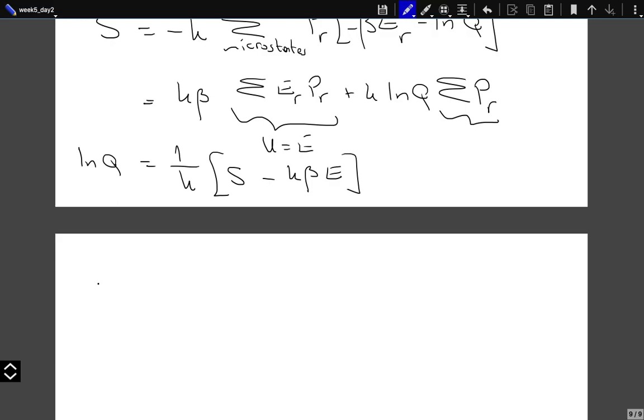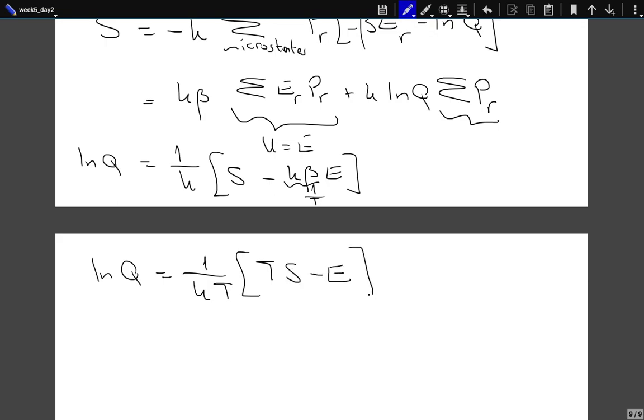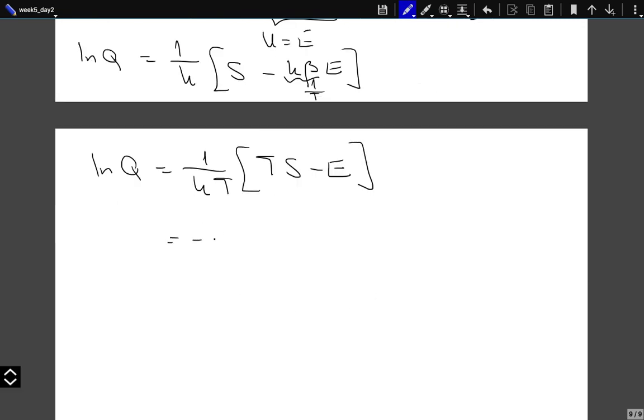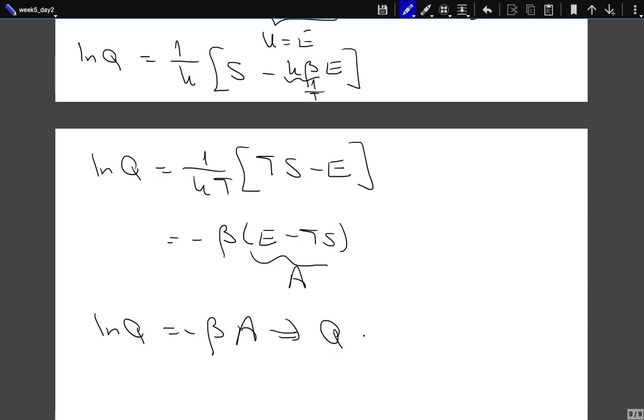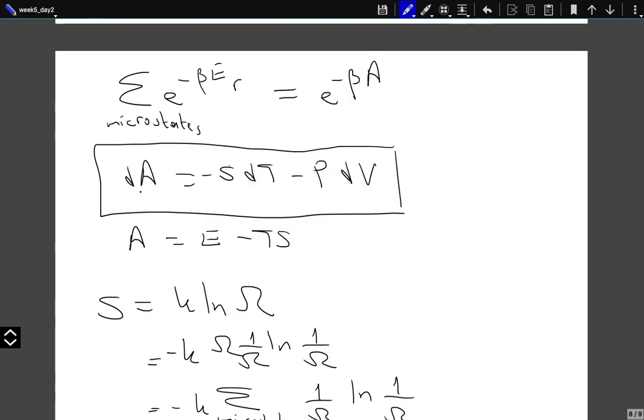So the logarithm of Q is, let's see, this is just 1 over kT times T times S minus E, then minus beta times E minus TS, but this is what we call A. Logarithm of Q is minus beta times A, or Q is equal to e to the power minus beta times A. And that's what we have over here. This is Q.